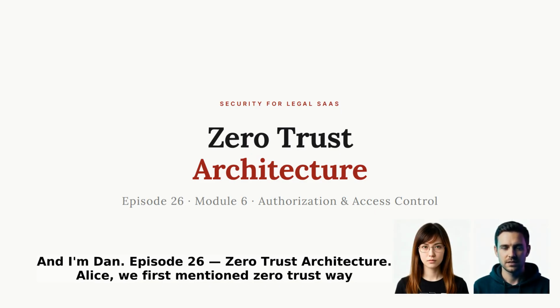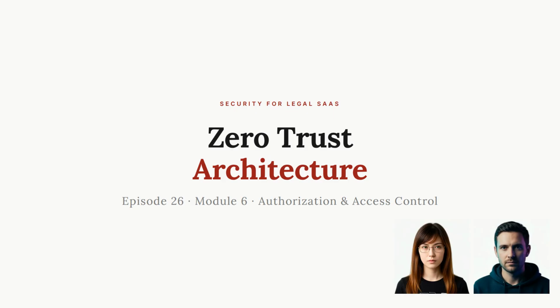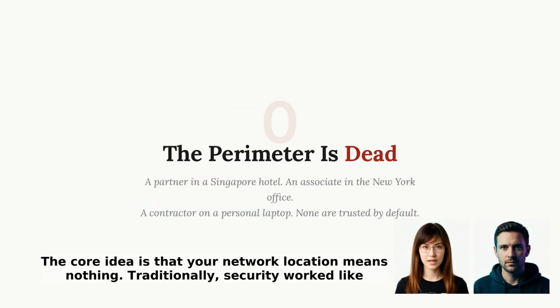Episode 26, Zero Trust Architecture. Alice, we first mentioned Zero Trust way back in episode 4, where we talked about defense in depth. Now we're doing the deep dive. What's the core idea? The core idea is that your network location means nothing.